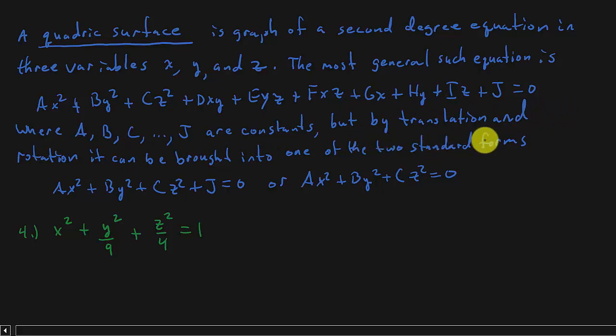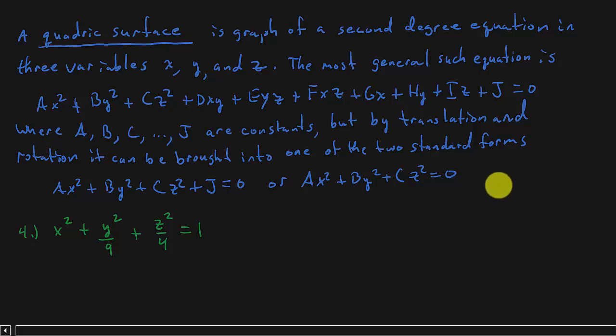But by translation and rotation, it can be brought into one of two standard forms. We could write all this as either this or this: ax squared plus by squared plus cz squared plus j equals 0, or ax squared plus by squared plus cz squared equals 0.